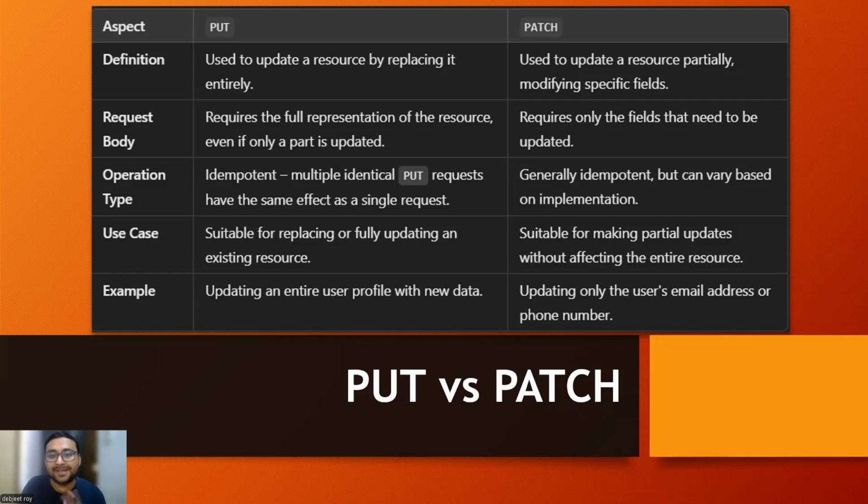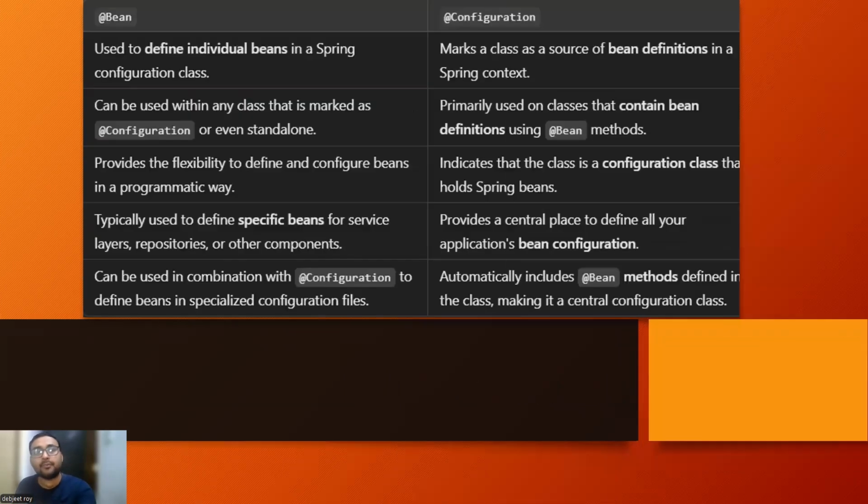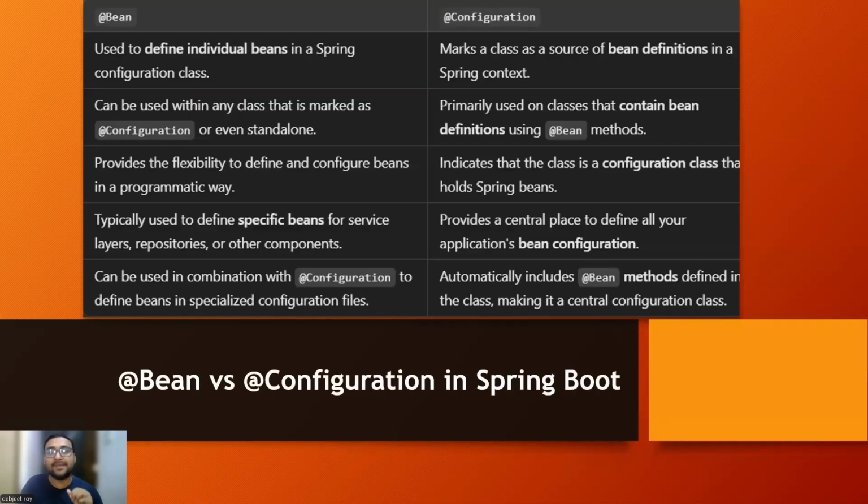Use case: put is suitable for replacing or fully updating an existing resource, while patch is suitable for making partial updates, which I already mentioned. An example, as I already told you, is the user profile: when you are modifying the existing record completely, you can go ahead with put. Or if you want to modify some columns, like one or two or more, then you can go ahead with patch.